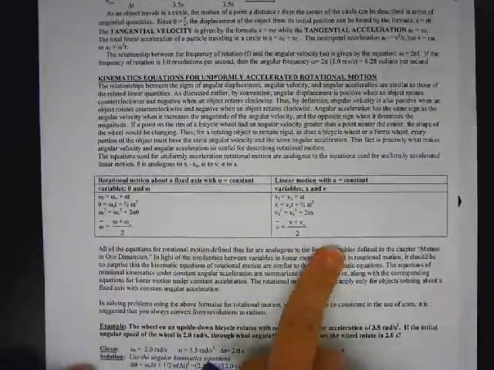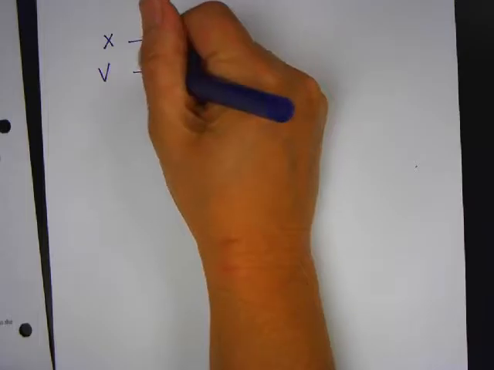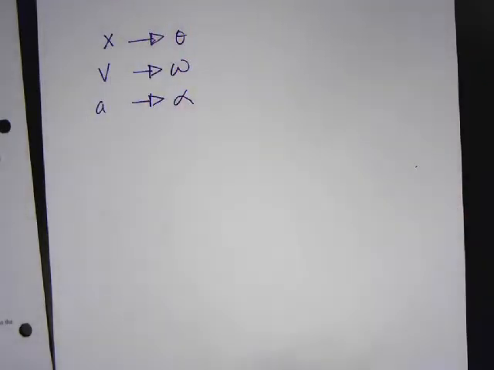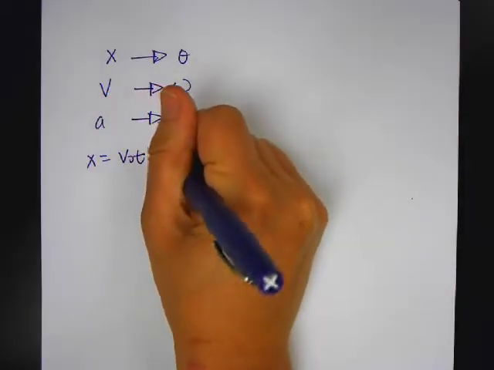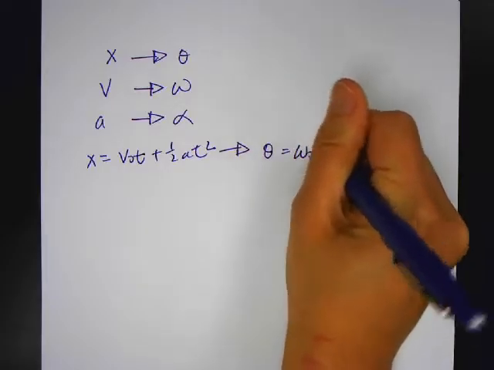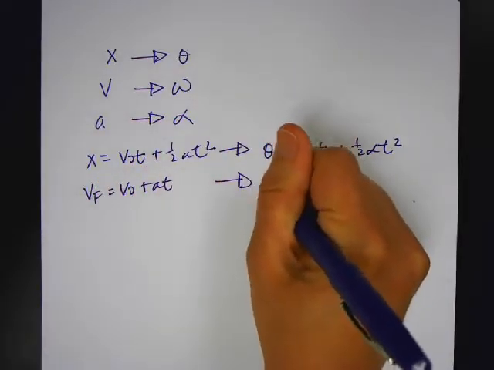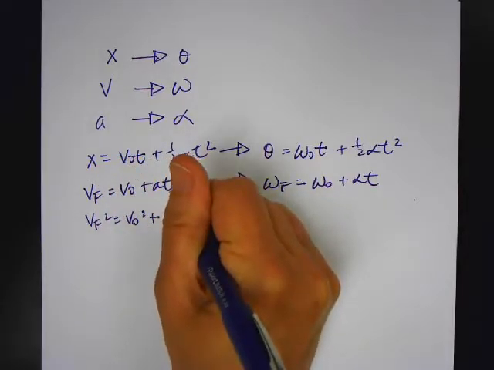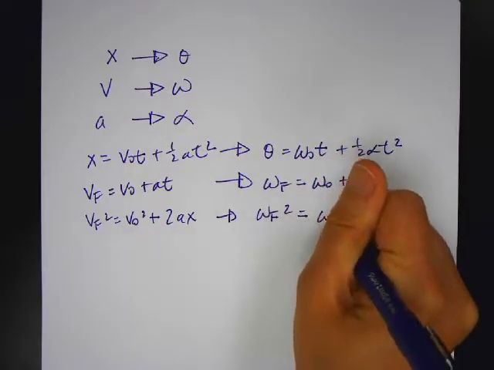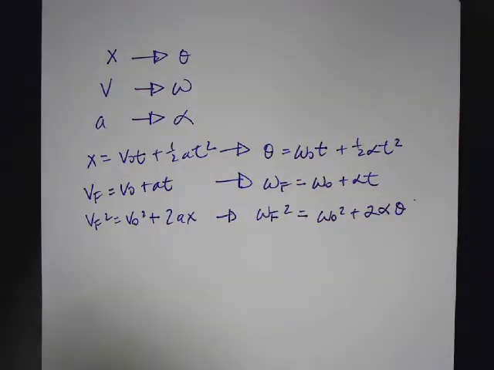All right, if we look back here, what we're going to do analogously is say, before we had x, which is analogous to theta. Then we had v, velocity, which becomes omega. We had acceleration, and now we have alpha. So when we look at our equations, for example, x is equal to v naught t plus 1/2 a t squared becomes theta is equal to omega naught t plus 1/2 alpha t squared. If I have vf is equal to v naught plus at, that becomes omega f is equal to omega naught plus alpha t, etc. Vf squared is equal to v naught squared plus 2ax becomes omega f squared is equal to omega naught squared plus 2 alpha theta. These are not the only ones we're going to be looking at. Basically, everything that we learned in kinematics, we're now going to be looking at rotationally.